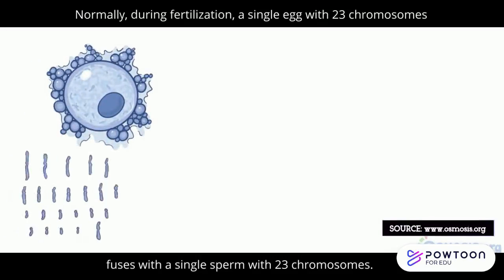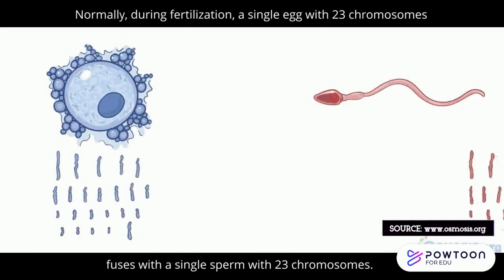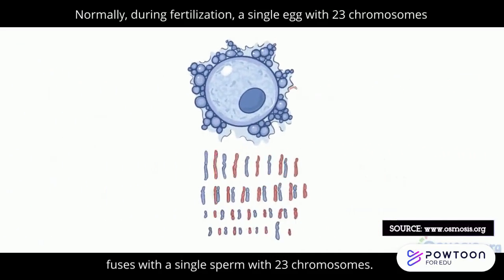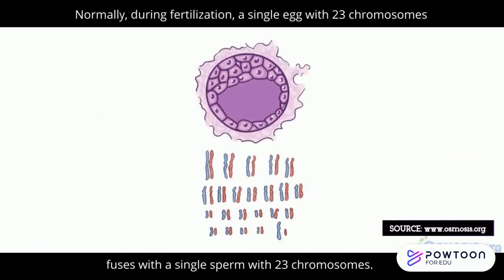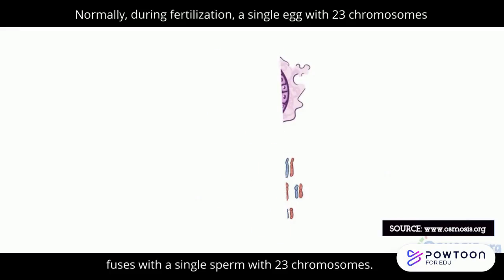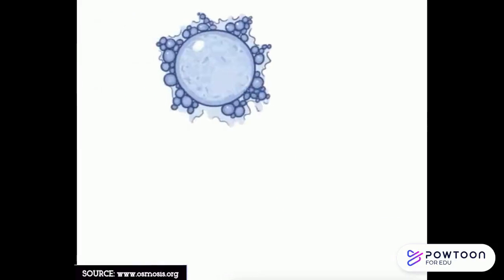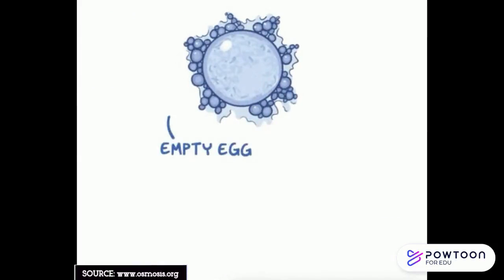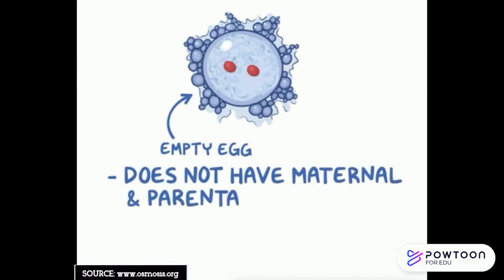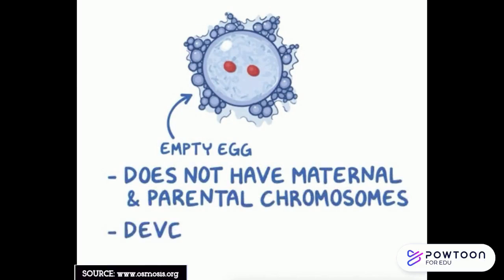Normally, during fertilization, a single egg with 23 chromosomes fuses with a single sperm with 23 chromosomes, resulting in a new organism with 46 chromosomes. Molar pregnancy results from errors in normal fertilization. The difference is that a complete mole appears when a chromosomally empty egg fuses with a normal sperm and the sperm genetic material duplicates to form a 46 chromosome organism. However, this organism doesn't have both maternal and paternal chromosomes.